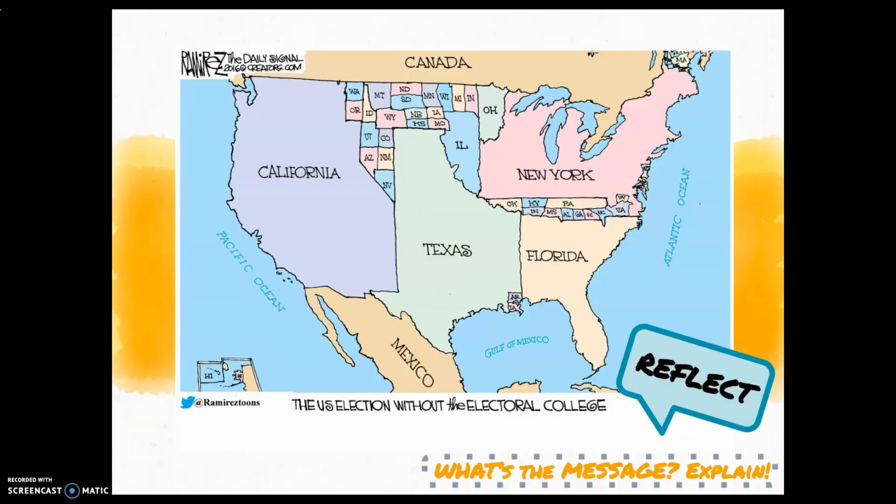All right, now that you've read a little bit about questions of representation and the Electoral College, I want you to take a look at this political cartoon as a final wrap up and summary. Jot down your thoughts. What's the message of this cartoon? U.S. election without the Electoral College. How does it relate to some of those constitutional debates we were discussing? You can pause the video here, take a few seconds to think about this, and write down your answer.